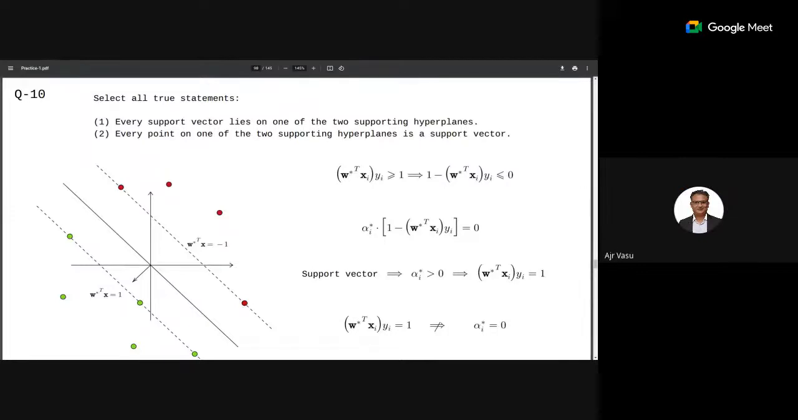Yes. So anything, not just between the hyperplanes, also the ones which are misclassified. Yes, even if it is misclassified. Correct.